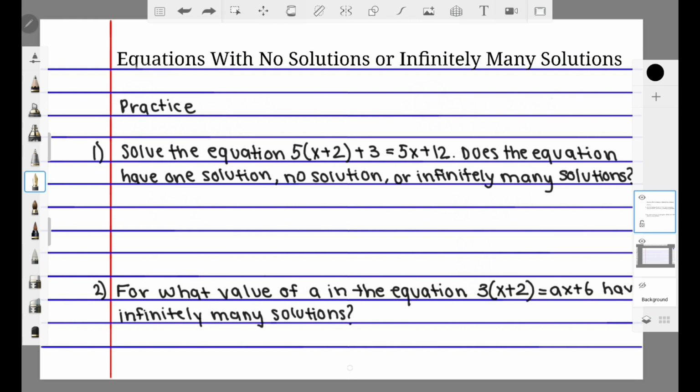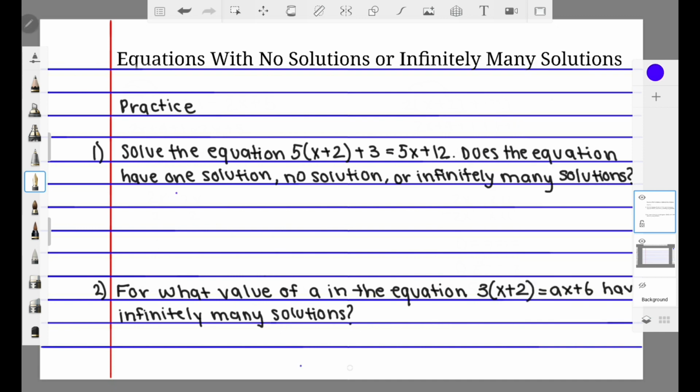Alright, now for some practice problems. Number 1, solve the equation 5 times (x plus 2) plus 3 is equal to 5x plus 12. Does the equation have one solution, no solution, or infinitely many solutions? And number 2, for what value of a does the equation 3 times (x plus 2) is equal to ax plus 6 have infinitely many solutions? Pause the video now and solve these two practice problems. Alright, now let's do them together.